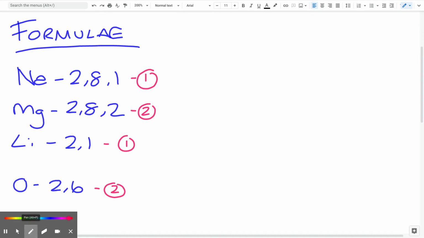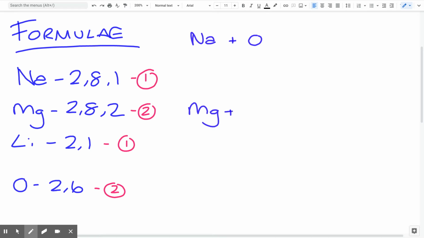And we're going to use these to calculate the formula of each of the species that would be formed if they'd all reacted with oxygen. So we're going to take these as ionic compounds. We're going to react the metal, sodium, magnesium, or lithium, with oxygen in turn and evaluate the formula of the resultant compound.